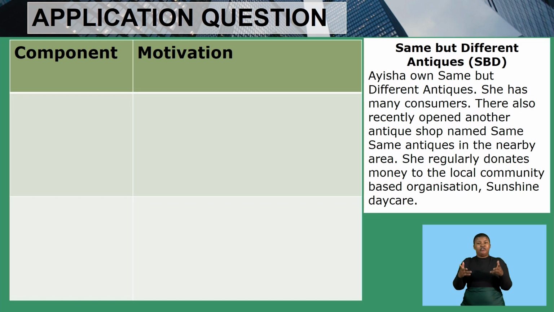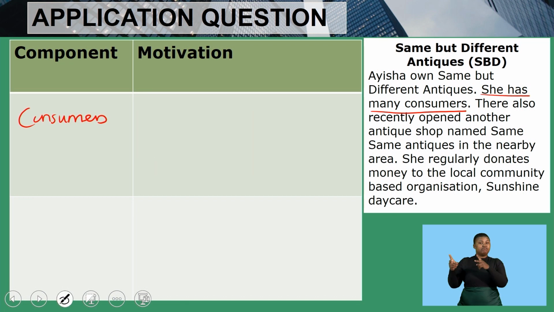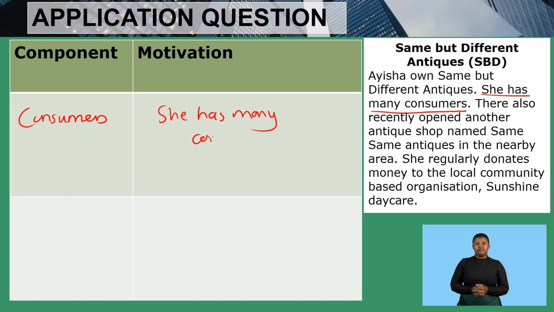So when we refer back to our scenario, the second sentence says she has many consumers. So this can be our first component because it refers to consumers. All right. Our motivation, of course, will be the quote, she has many consumers. Remember, when quoting, word for word as it is stated in the scenario, and of course the whole sentence as far as possible. So consumers is our first option. I'm just going to delete it here quickly for us to look at the other two options.